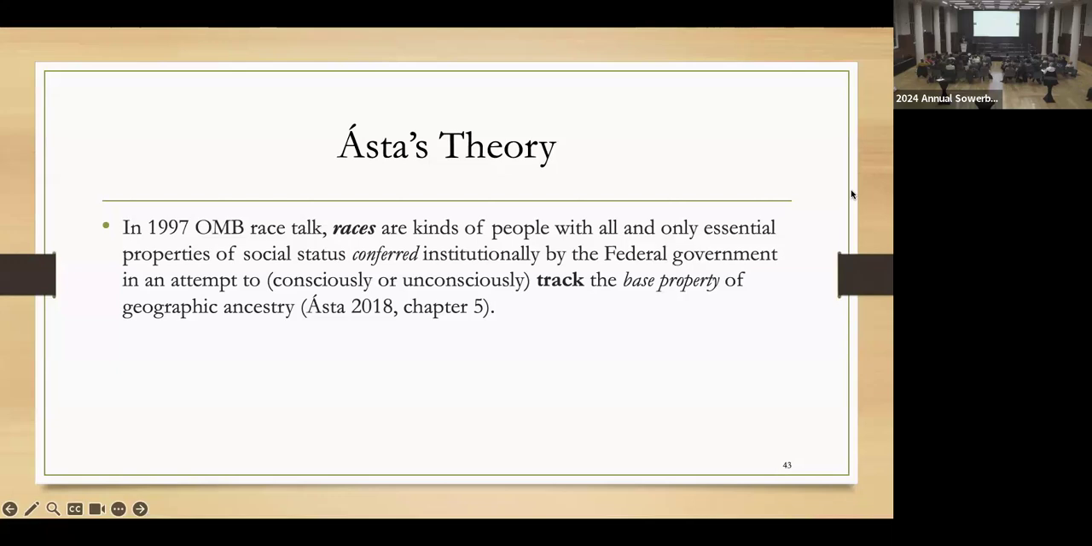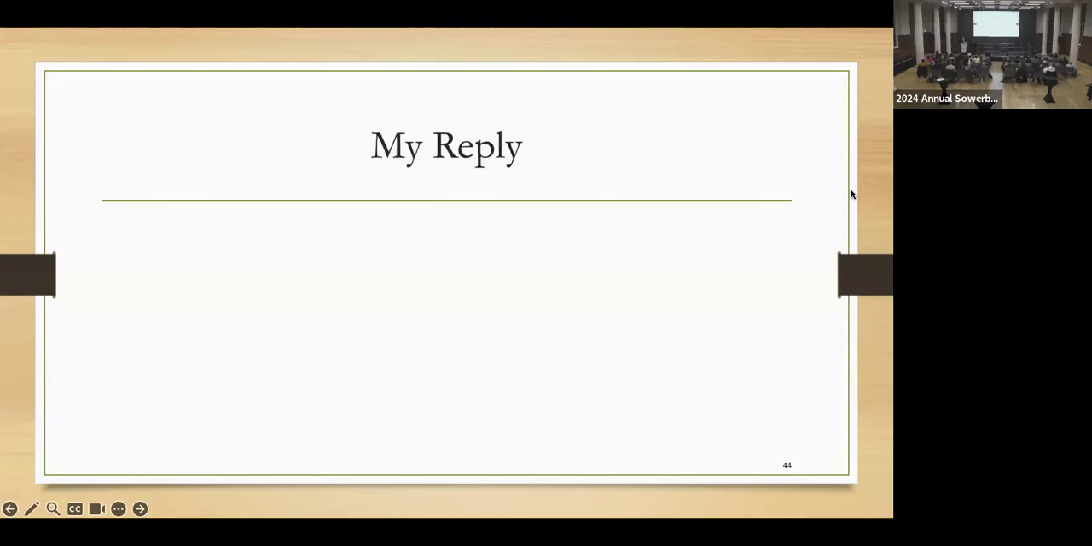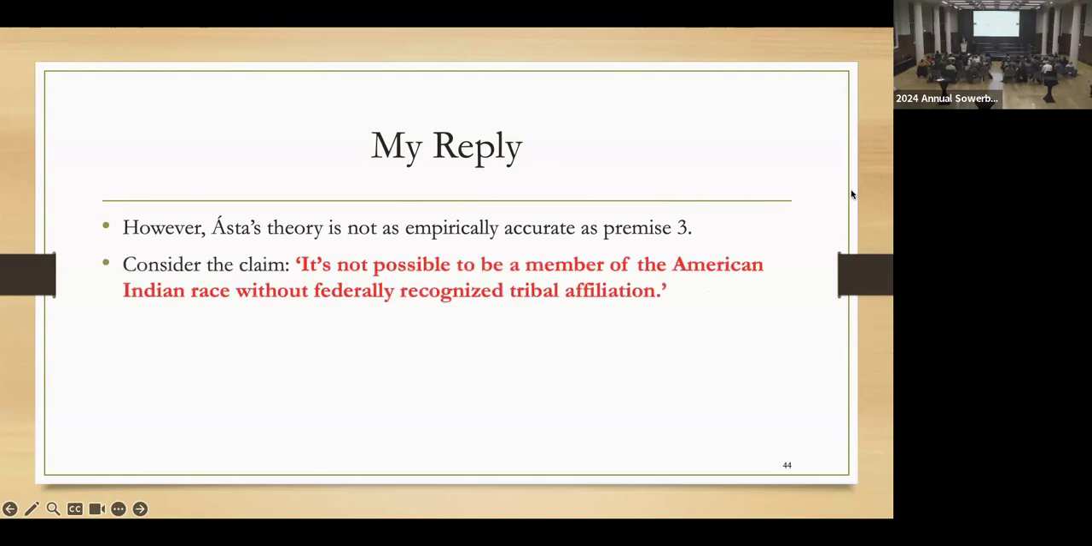race talk is tracking. So this is a new metaphysical relation she introduces called the tracking relation, also called base properties like geographic ancestry in this case. So she thinks that the relation that's exemplified by the mapping phenomenon is some kind of function of tracking, not identity. Okay, so let's test it. I don't think that this theory works. It works nicely for some of the race terms, but not for a particular one, namely American Indian.